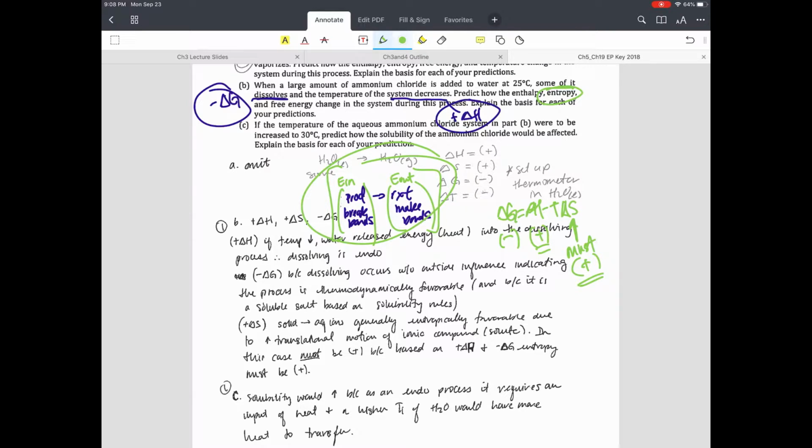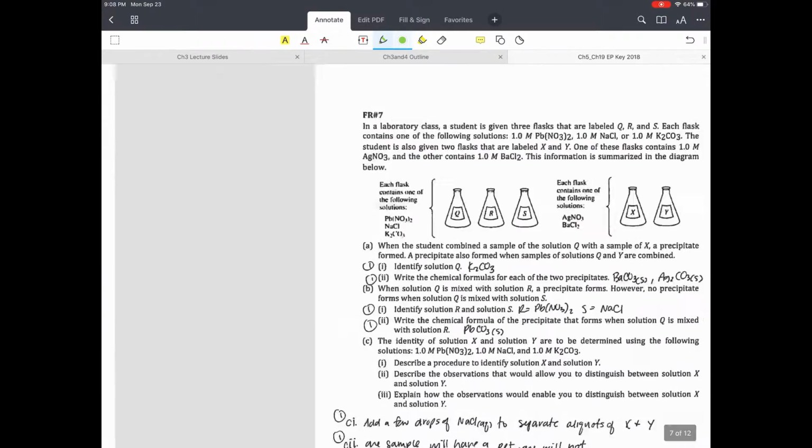That's how we come to a conclusion about the sign of delta S. We have to work with what we've got. So, make sure you pay attention to that. Very, very important. All right.